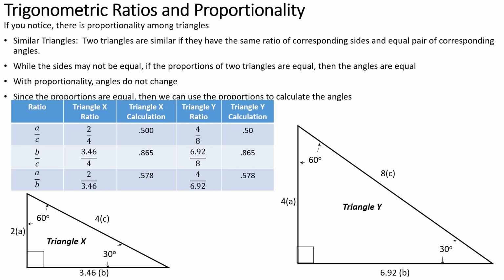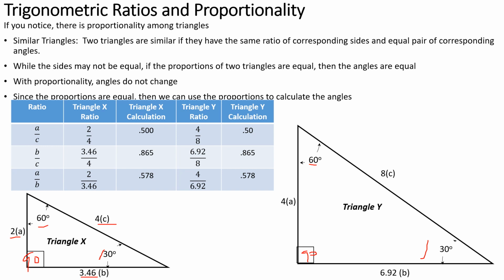For example, on my triangle X, I've got 60 degrees here, which I also have here. I have 30 degrees here, which I also have here. And here's my right angle, which is 90 degrees. So these are similar. When I measure these out, if my legs are A and B, this is 2, this is 3.46, and this is 4.